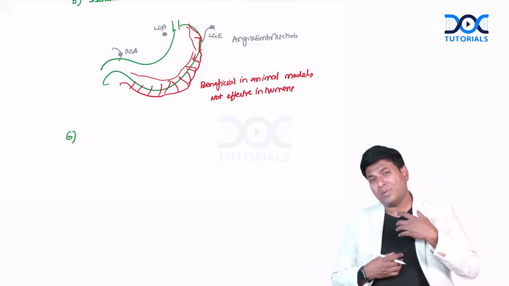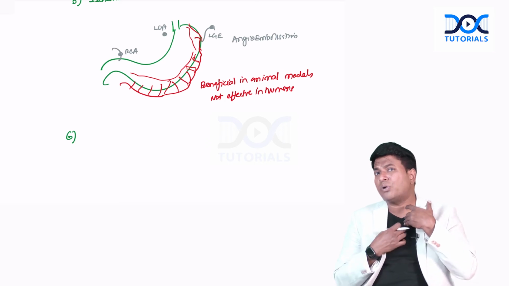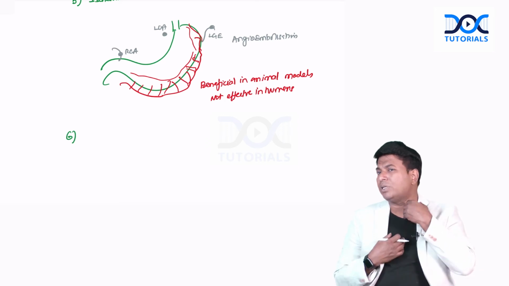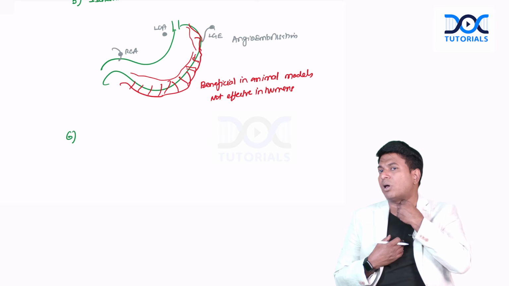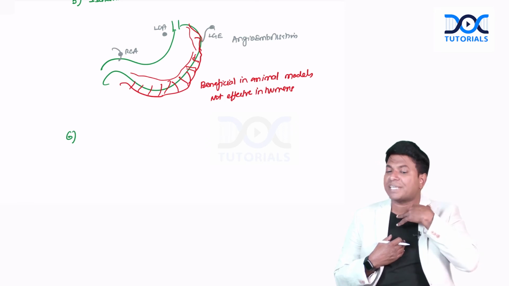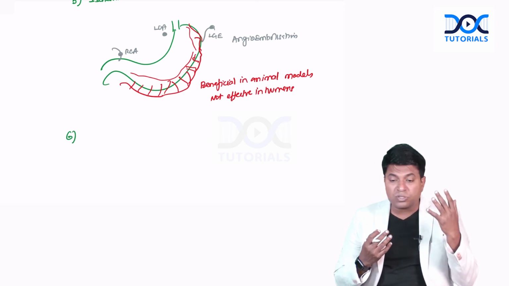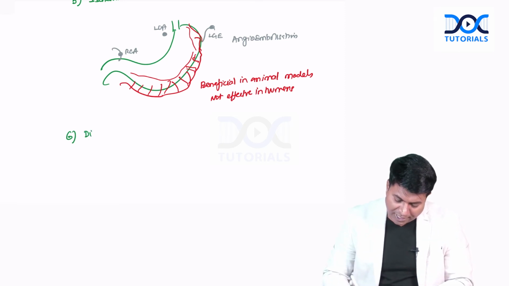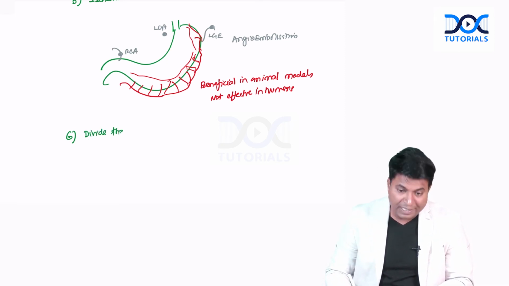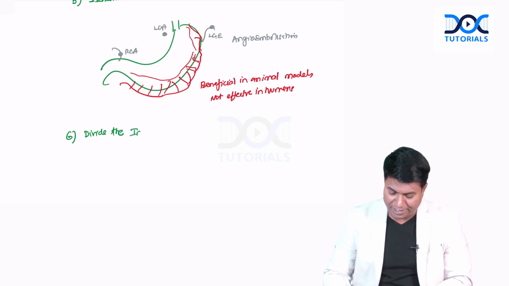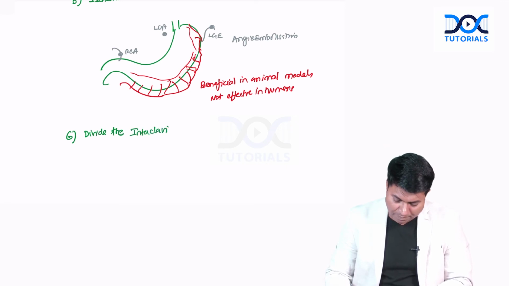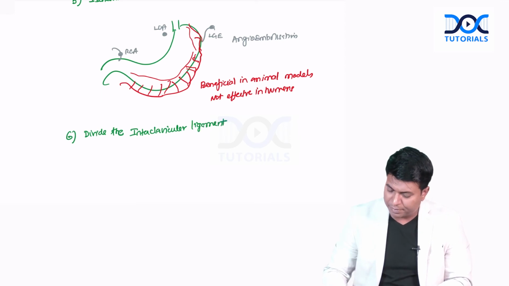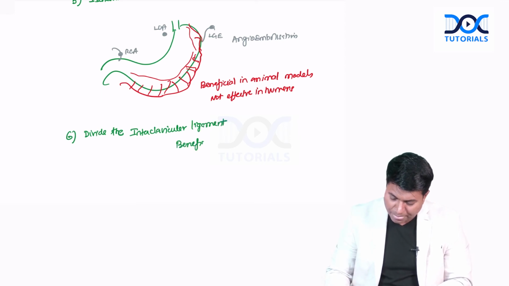And the sixth point: you all know very well, in the case of the substernal route, the conduit has to come out through the thoracic inlet, and there is a compression happening on the conduit. It can cause venous obstruction and conduit necrosis. So, what can I do? I can divide the interclavicular ligament to avoid venous compression. It is found to be beneficial.